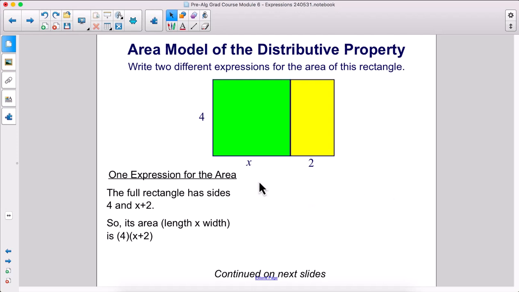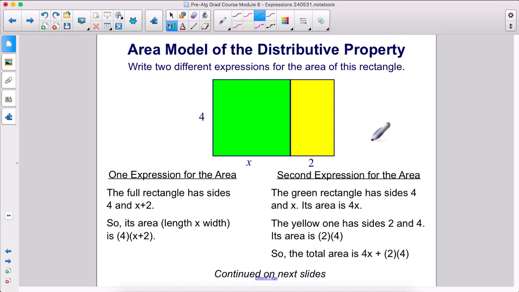Here's one expression for the area. The full rectangle has sides of length 4 and x plus 2. Therefore, its area, which is length times width, would be 4 times x plus 2.